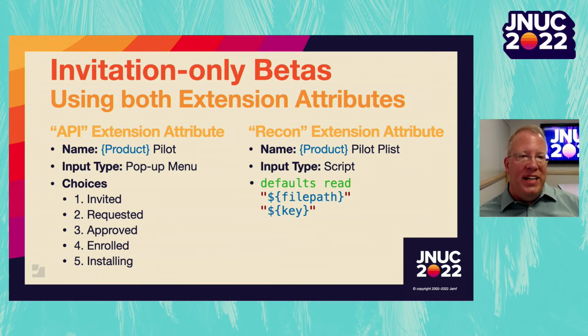If you choose to only create the Recon extension attribute to read the plist value, for example, how will you first invite a user into your pilot program? Or if you don't want your C-level users to have to go through the entire workflow, wouldn't it be nice to quickly assign them to the approved stage of the workflow? So even if you're not going to leverage the Jamf Pro API client side, my recommendation is that you use both extension attributes. Enough talk about EAs, let's move on.